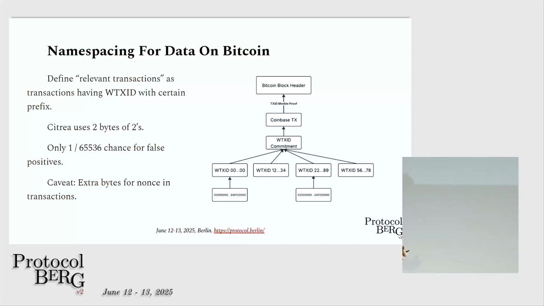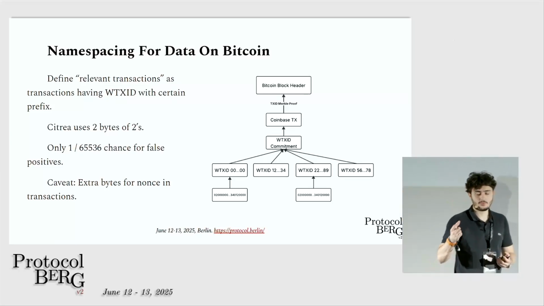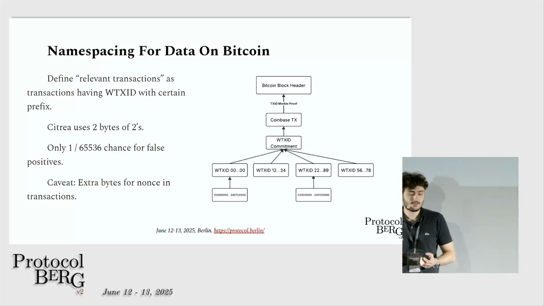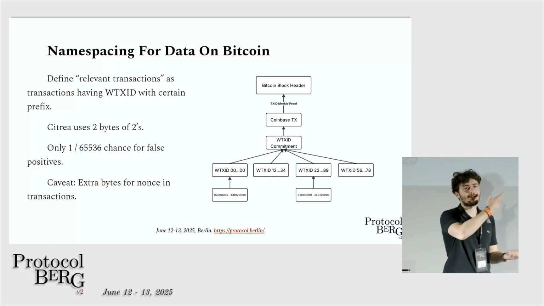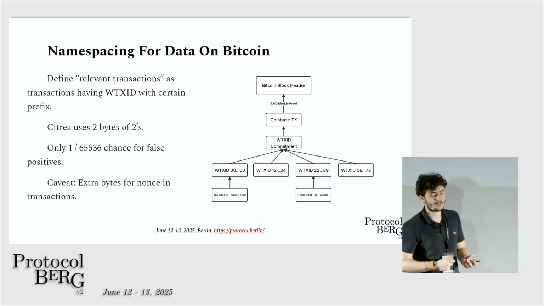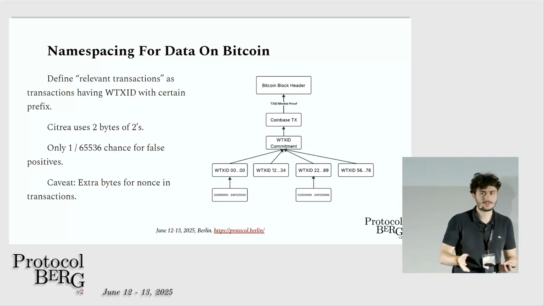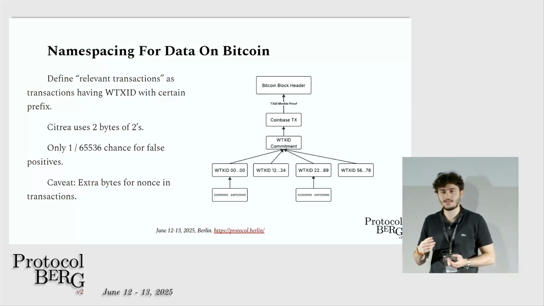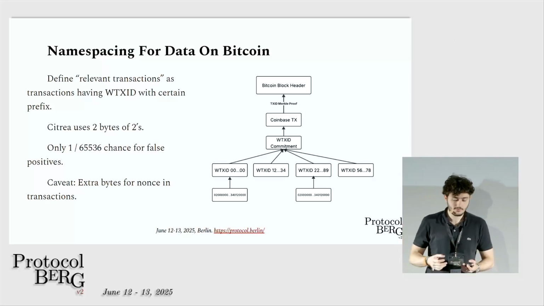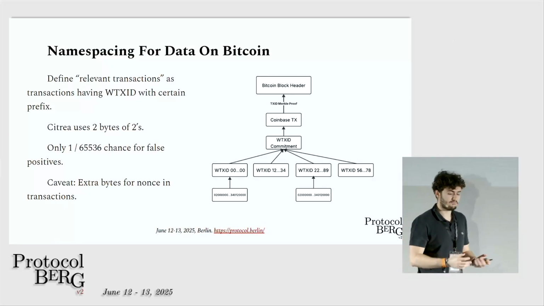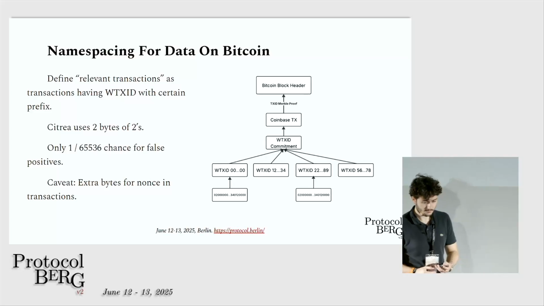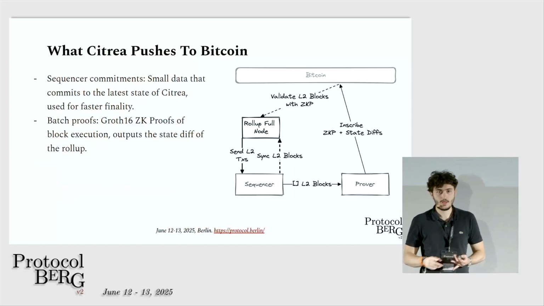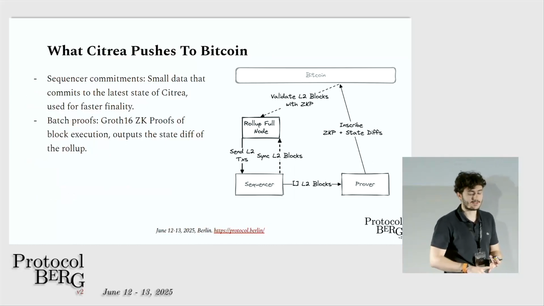So what we do is we created a notion of relevant transactions. And we defined a relevant transaction as having WTXIDs, so that's the transaction hash basically, with a certain prefix. You use some extra bytes in the transaction, and you try to mine basically a transaction that has a certain prefix. So that way you can have namespacing on Bitcoin. So we now know how to put data on Bitcoin. We know how to distinguish that data from other transactions.